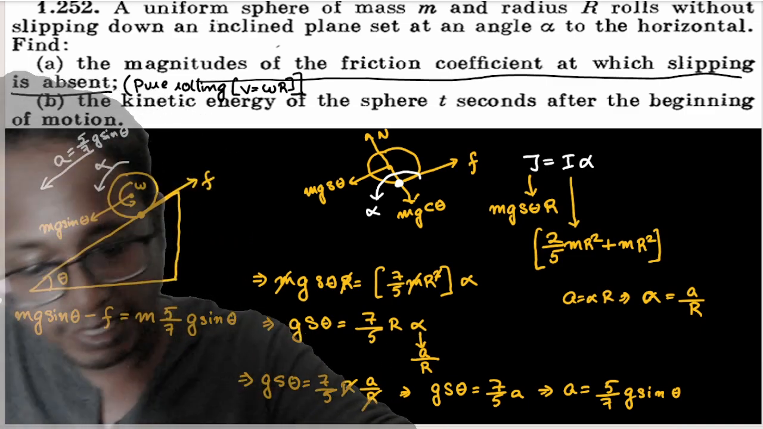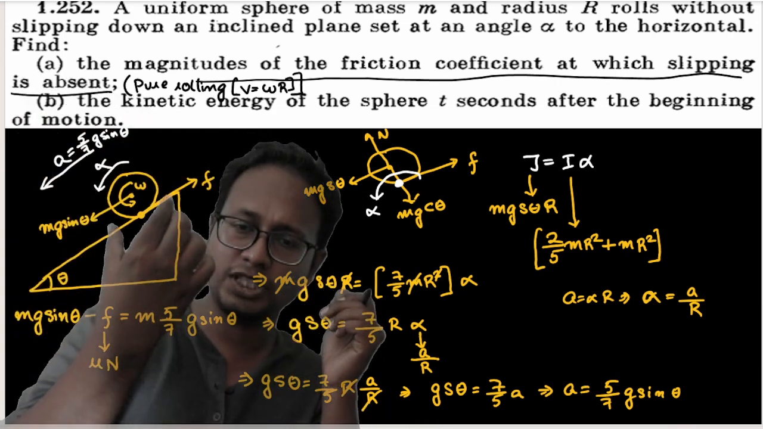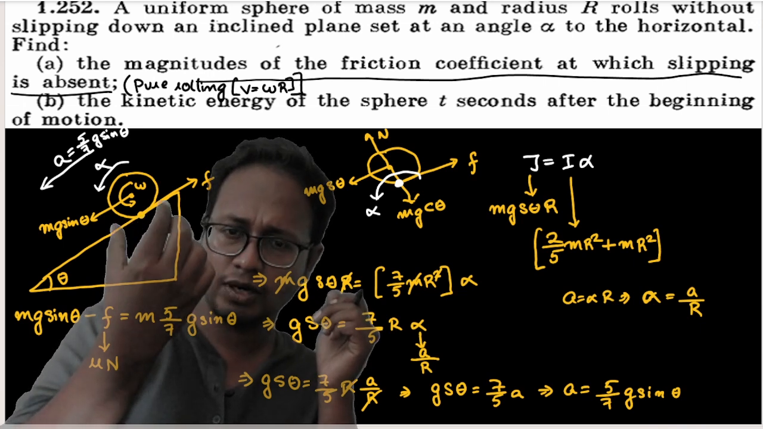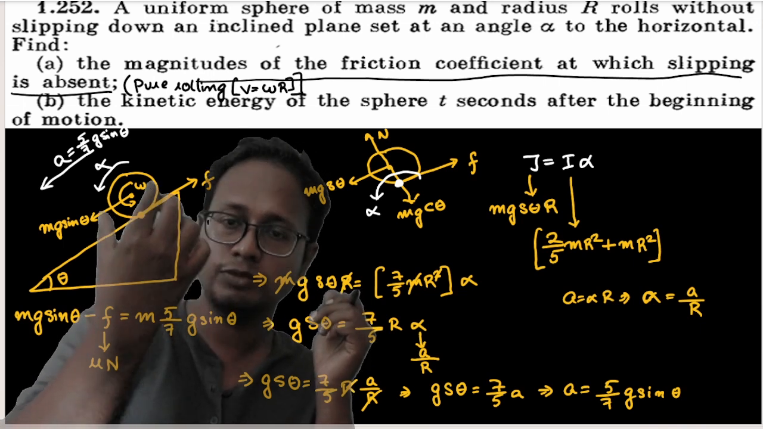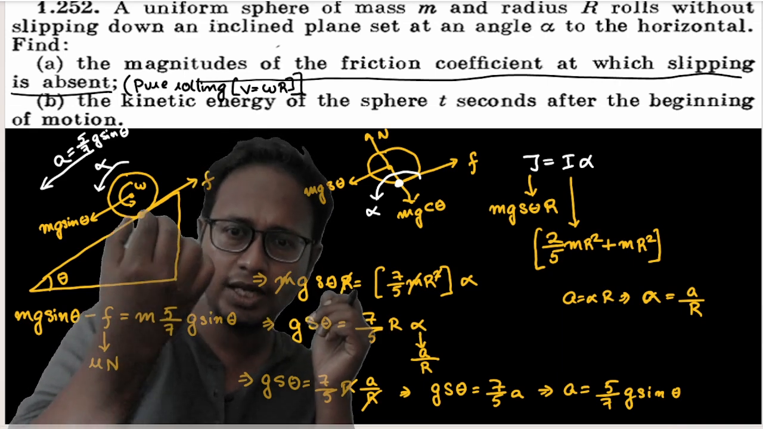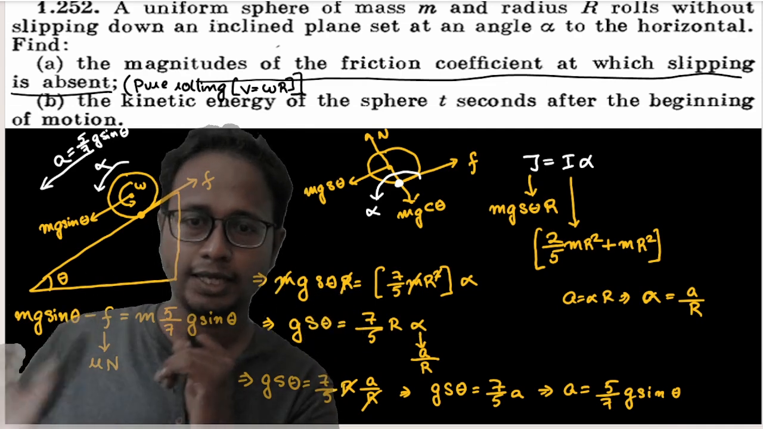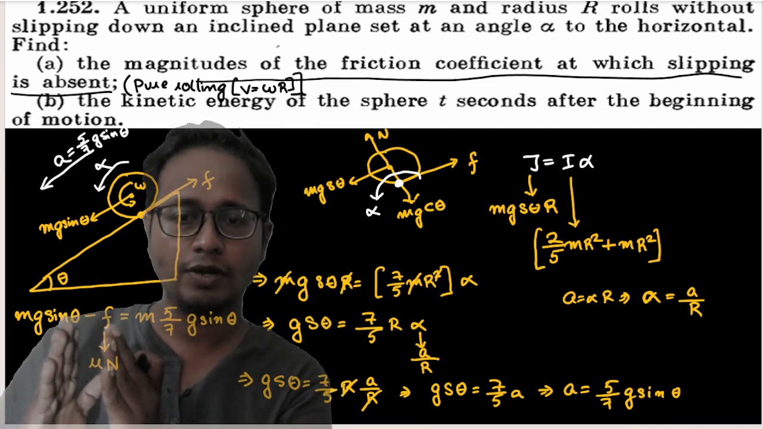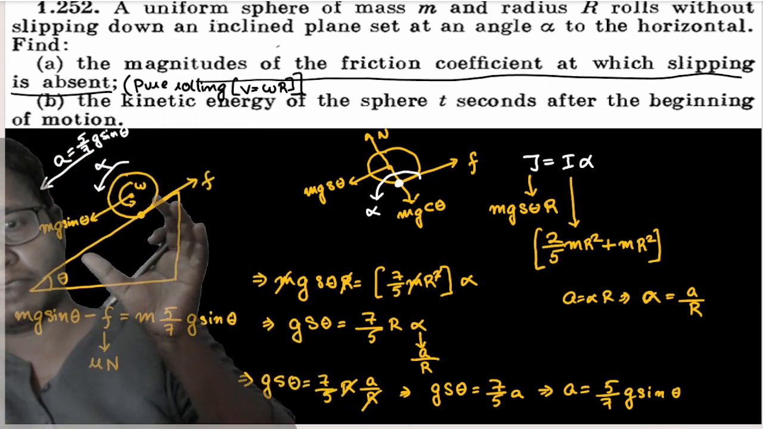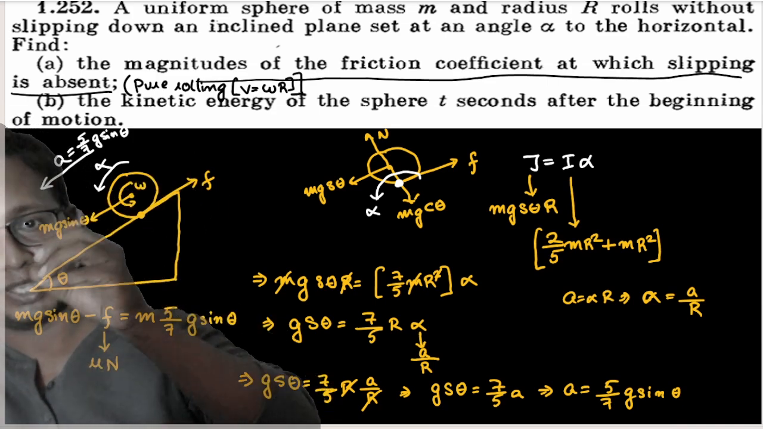That means my limiting value out here is nothing but mu into n. Just before or just after slipping, I've set the coefficient of friction such that if I increase it a little bit more, it is pure rolling. It is also already in pure rolling motion. If I just decrease the value of coefficient of friction, it will start slipping. Understood? So my limiting value out here is nothing but mu into n. I have to find out the limiting value of mu. If the actual value of mu is much lesser than what I obtain out here, the sphere would start slipping or sliding.